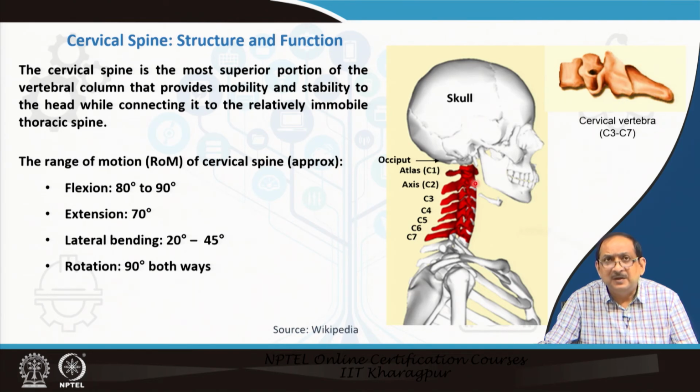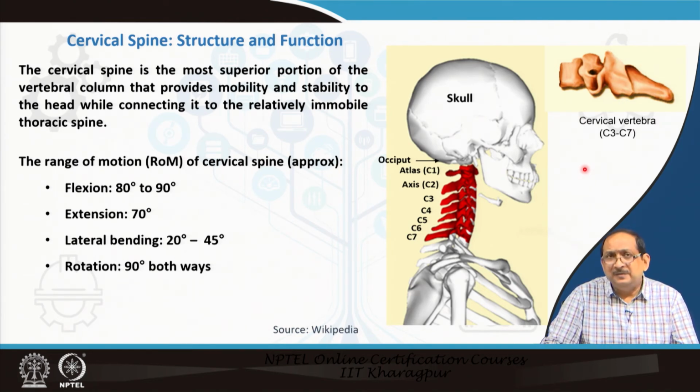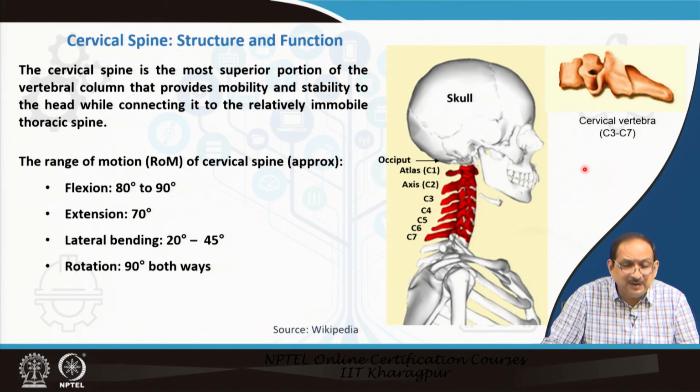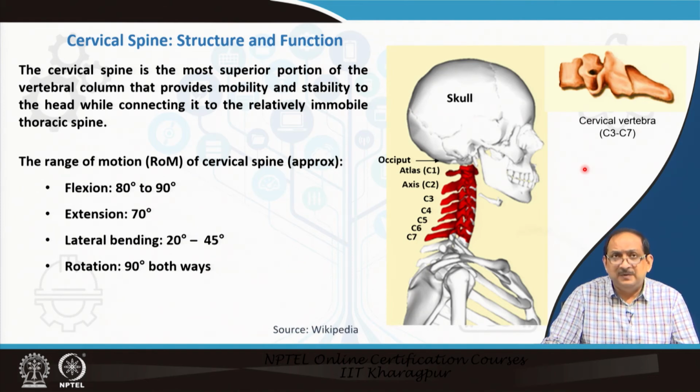The range of motion offered by the cervical spine are flexion 80 to 90 degrees, extension about 70 degrees, lateral bending 20 to 45 degrees, and rotation 90 degrees both ways, towards left or towards right.